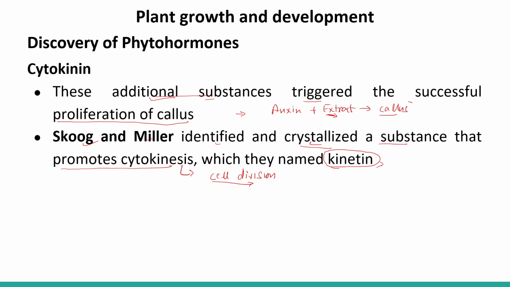So this was about the discovery of the phytohormones auxin, gibberellic acid, and cytokinin, which are plant growth enhancers. We'll study the discovery of the hormones abscisic acid and ethylene in the next session.